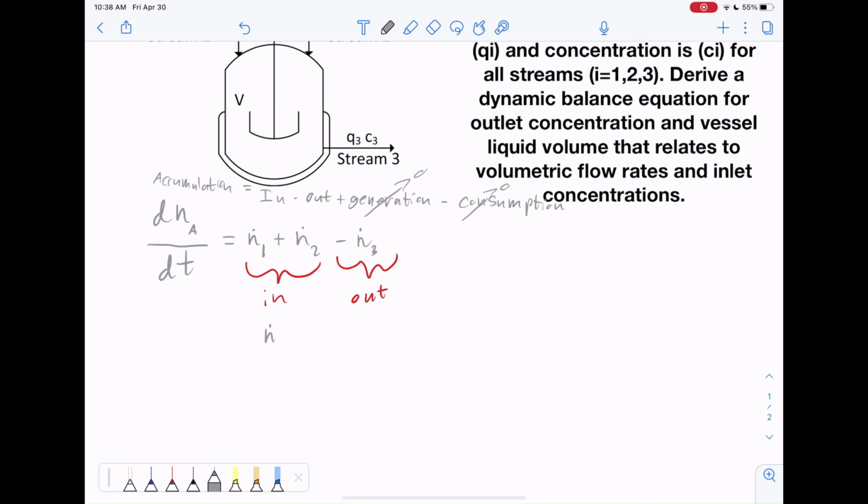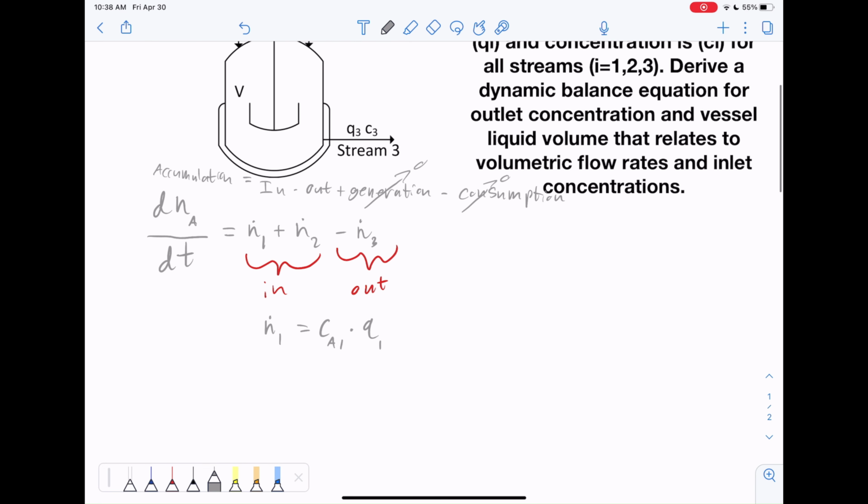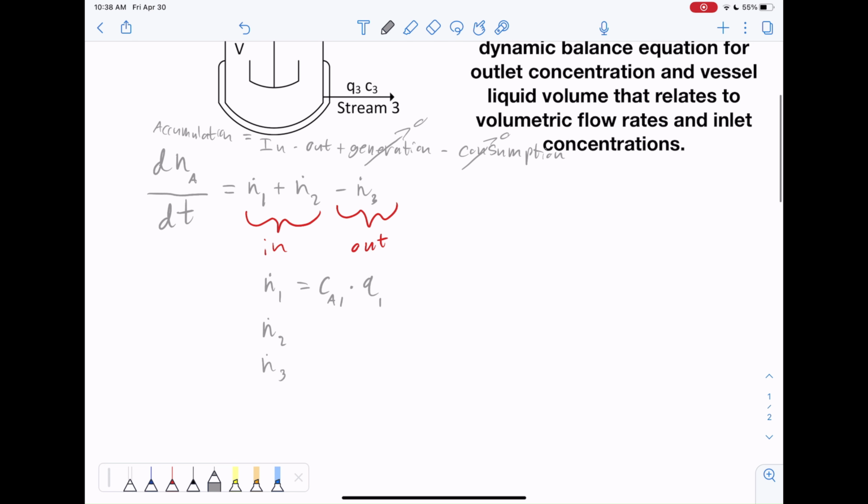N dot 1 is really equal to CA1 times Q1, where Q we're assuming is the volumetric flow rate. Same thing with N2 and N3. I'll just go ahead and write a generalized term. N dot i is equal to CAi Qi. It's a Q, not an A.